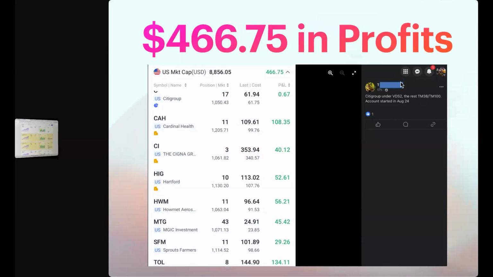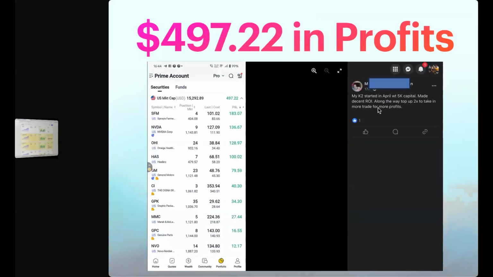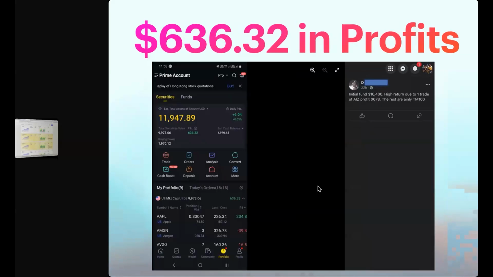We mask the names for privacy. So this Mr. T scored $466 in profit, fully automatic using the robot. This is 497, Madam M, and this is $636. Initial fund was $10,400. So high return due to one trade, a profit of 678. The rest are mainly in TM100. So this is his experience. He makes $636, fully automatic.